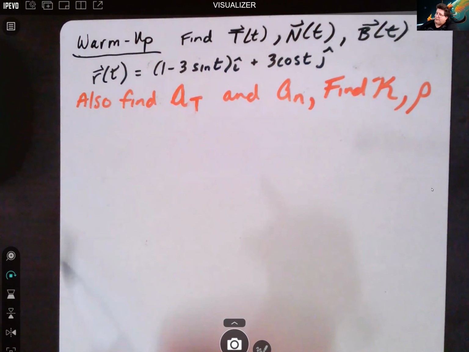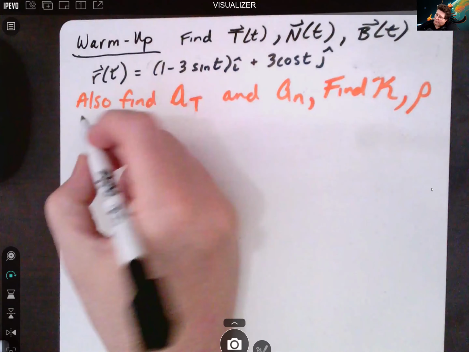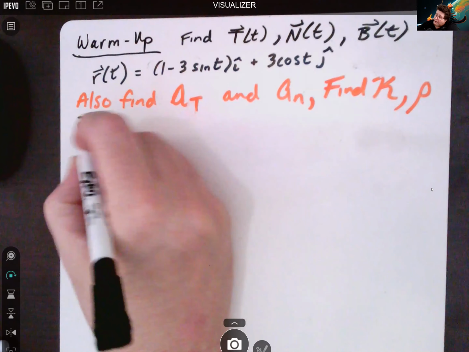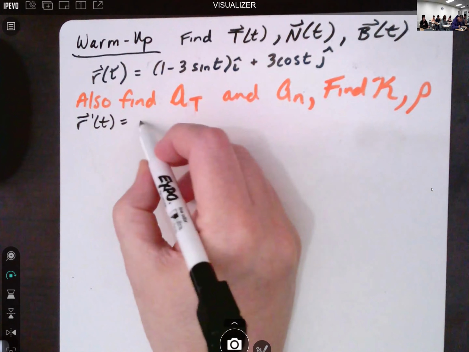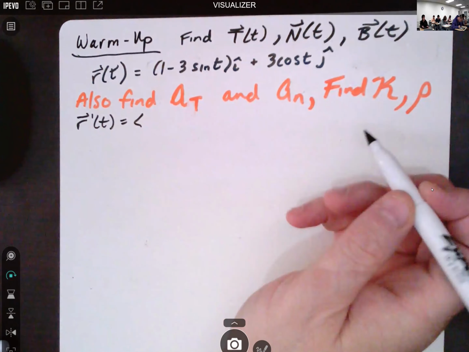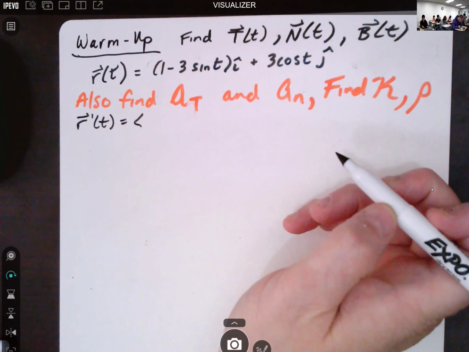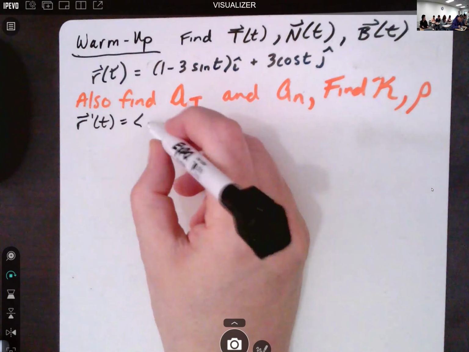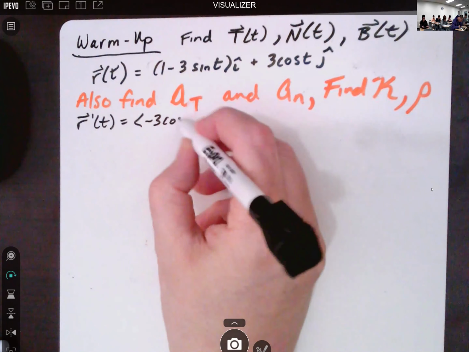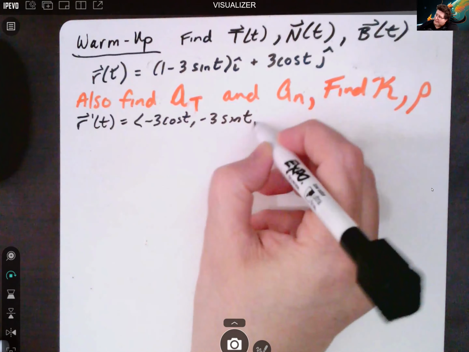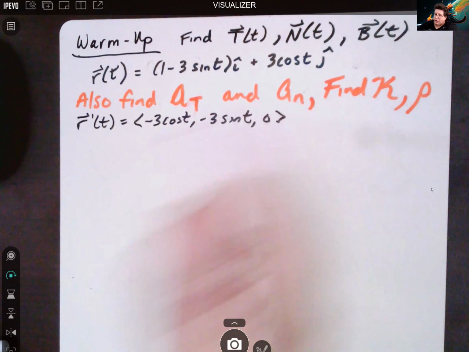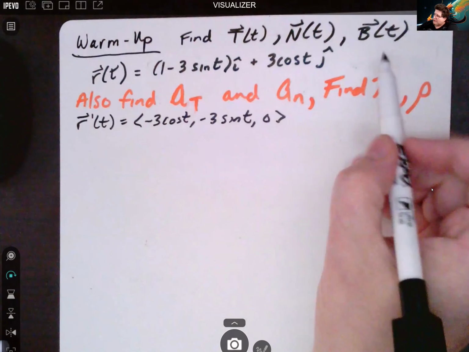Okay, so what things do we? Oh, I didn't really give you enough time. Let's make sure everyone's starting the same path though, and getting the right R prime and R double prime. R prime. What did you guys get for R prime? R prime is negative 3 cosine t, negative 3 sine t, 0. And it's a good idea. Eric said 0. We are going to be doing cross products, so we do need a third component.